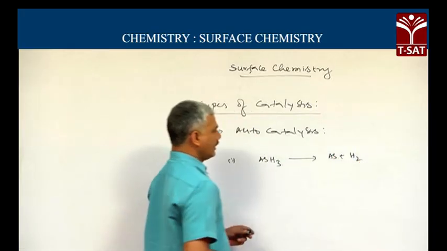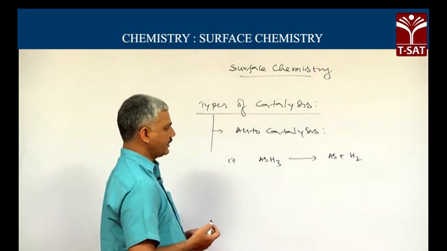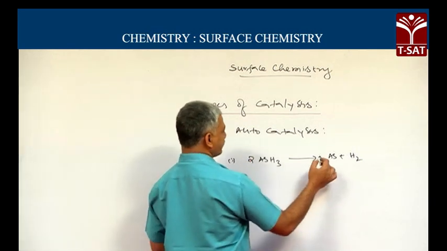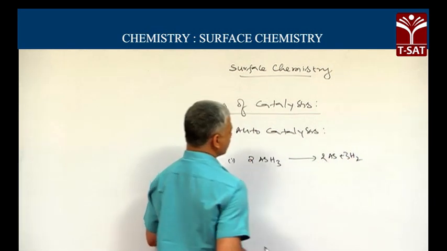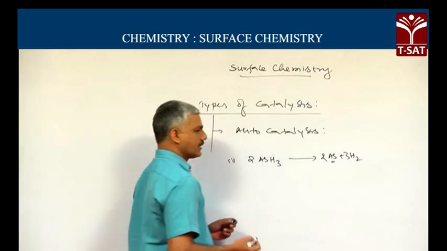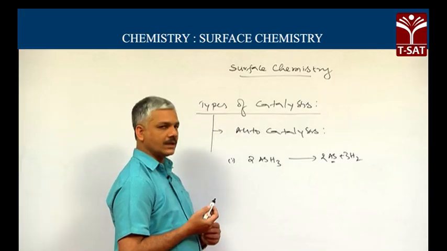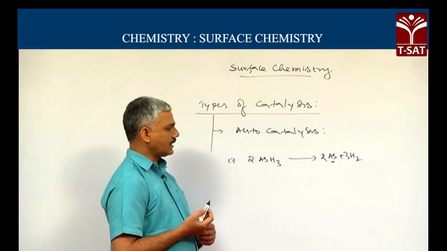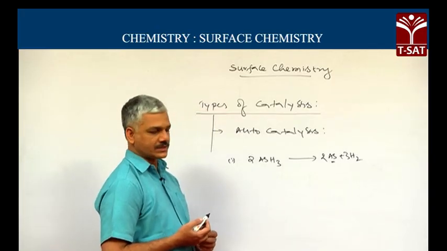Examples for autocatalysis reactions are decomposition of arsine to give arsenic and hydrogen. In this reaction, arsenic formed in the reaction acts as the autocatalyst for the rest of the reaction.